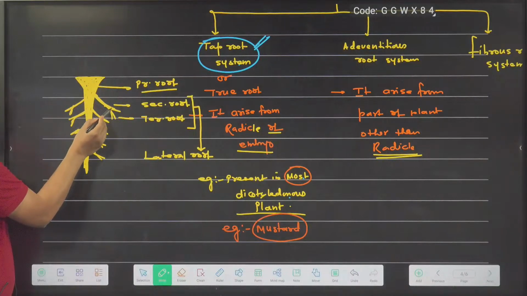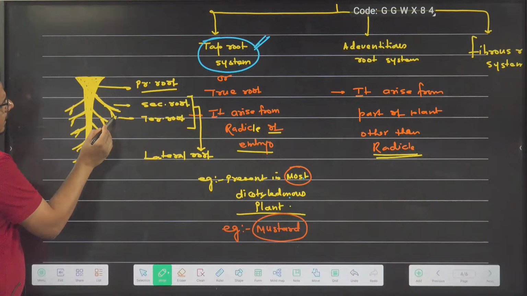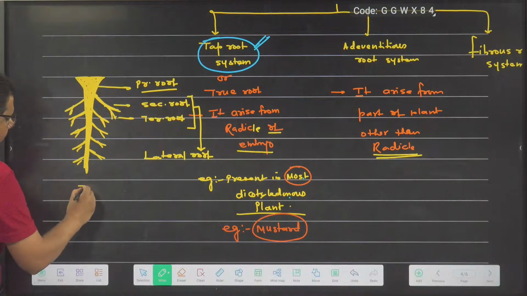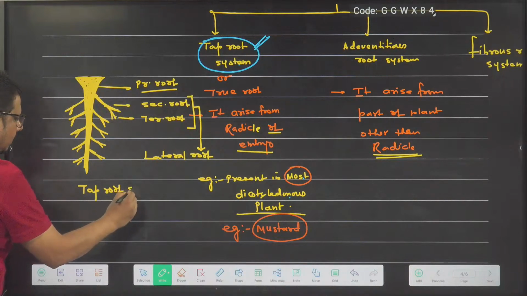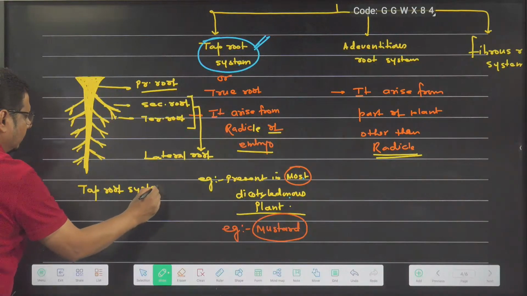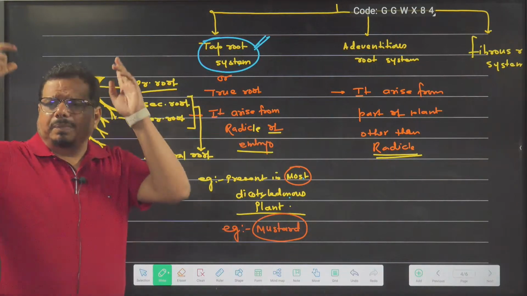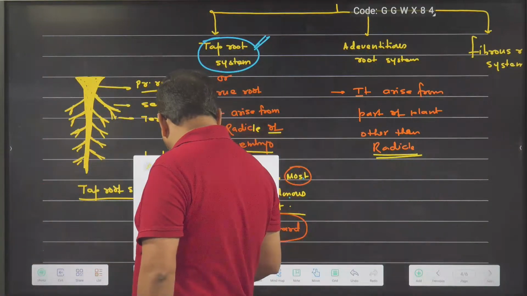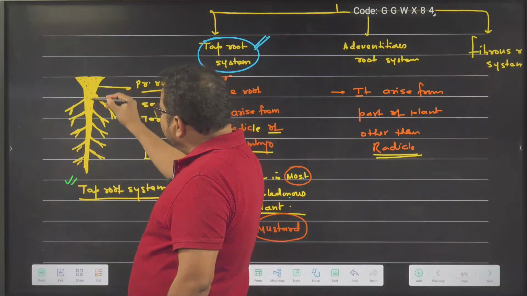Who arises from primary root? Secondary root. It is less thick than primary. Tertiary root is less thick than secondary root. So when you are finding such a particular type of root, it is called taproot system. In most of the dicots, you go out any day and unplug ten small dicot plants, you will find such types of roots, and these are taproot system.